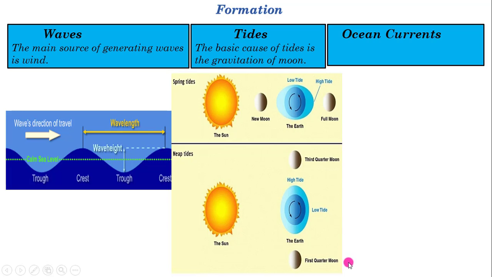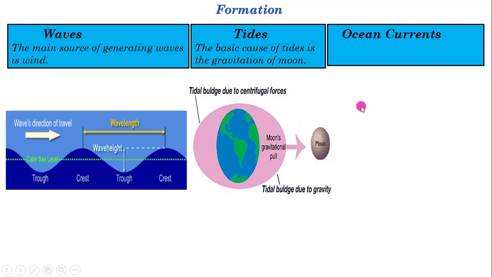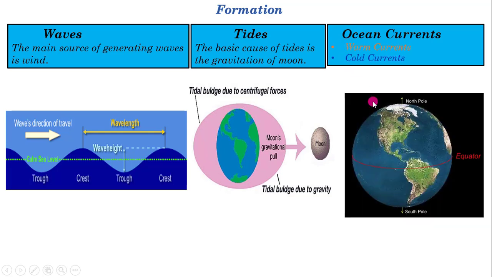Let's turn to the formation of currents. On basis of the temperature, the ocean currents have been divided into warm currents and cold currents. Warm currents flow from equator towards polar areas, while the cold currents flow from equator towards equatorial regions.